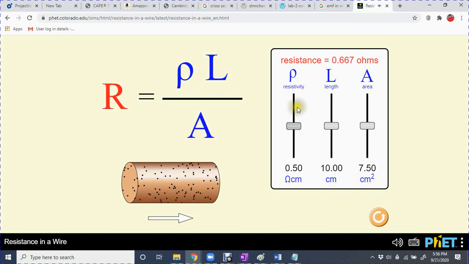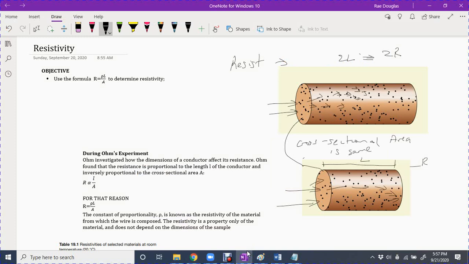Now, if you realize, I did not alter my resistivity here. Resistivity is a constant, right? It is unique to the type of material that we are using. So let's go to our workbook here. At first it says that the constant of proportion, I don't remember the name of it, I think it's rho, is known as the resistivity of the material from which the wire is composed.